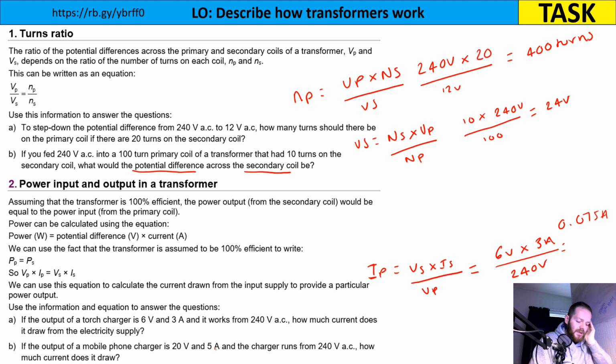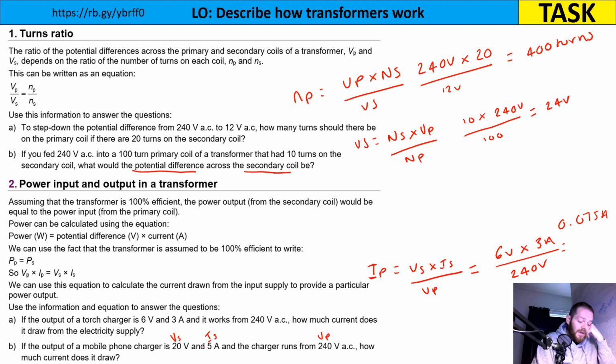Right, so for question 2b, it says if the output of a mobile phone charger is 20 volts and 5 amps, and the charger runs from 240 volts AC, how much current does it draw? Okay, so it might be easier for you to pause and work out which one's which here before. The output of a mobile phone charger is 20 volts, so that's voltage secondary, the output voltage, and it says the output is 5 amps, so that's current secondary. And it runs from 240 volts AC, so that's the voltage primary.